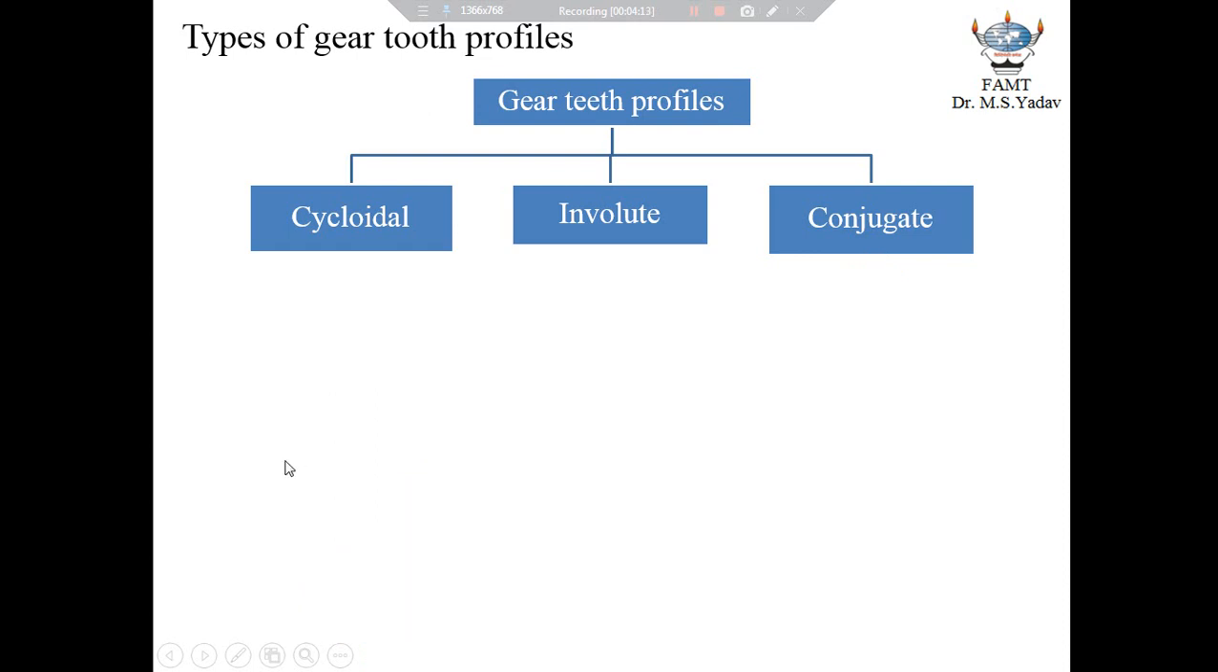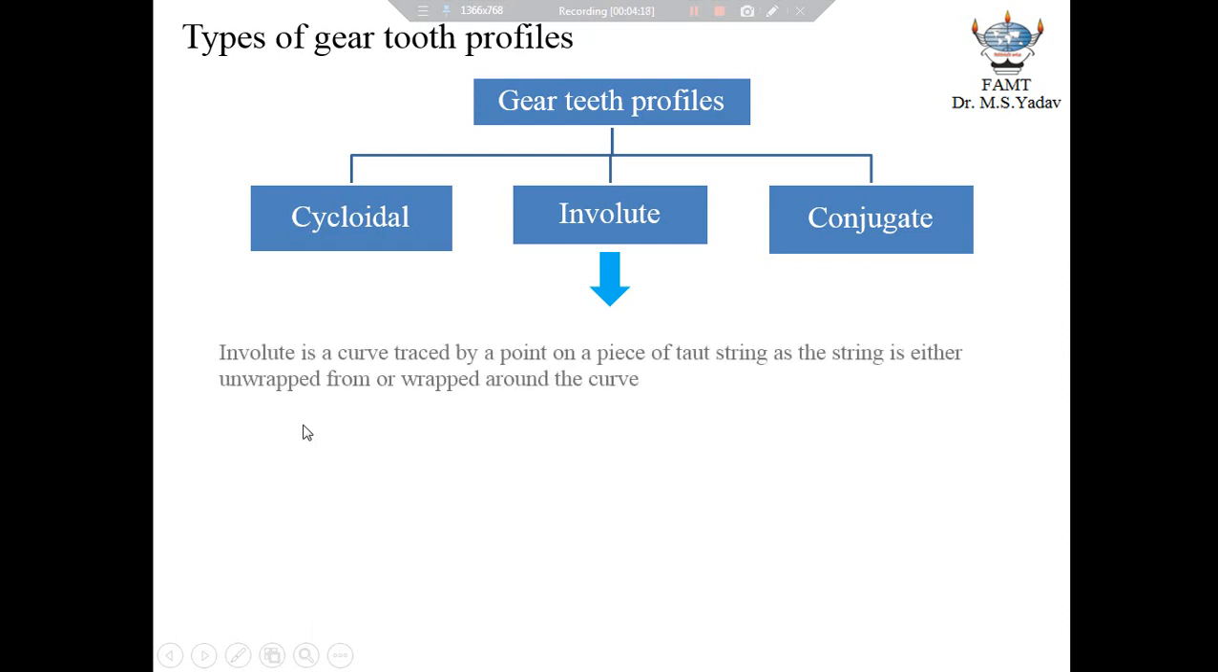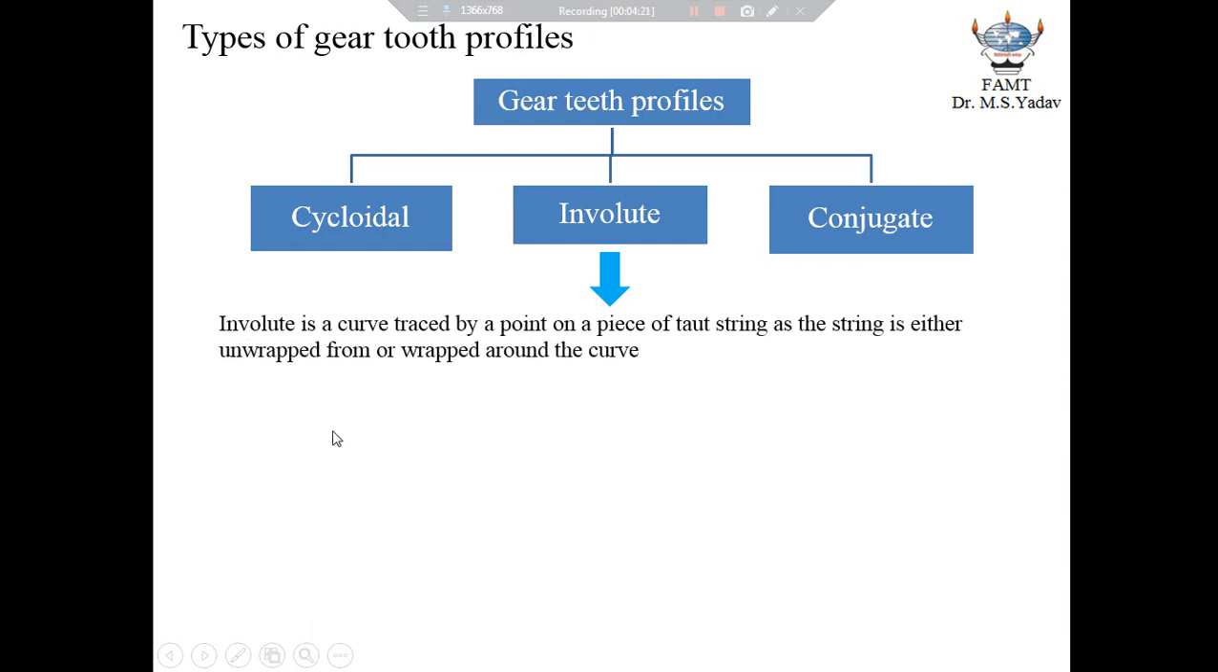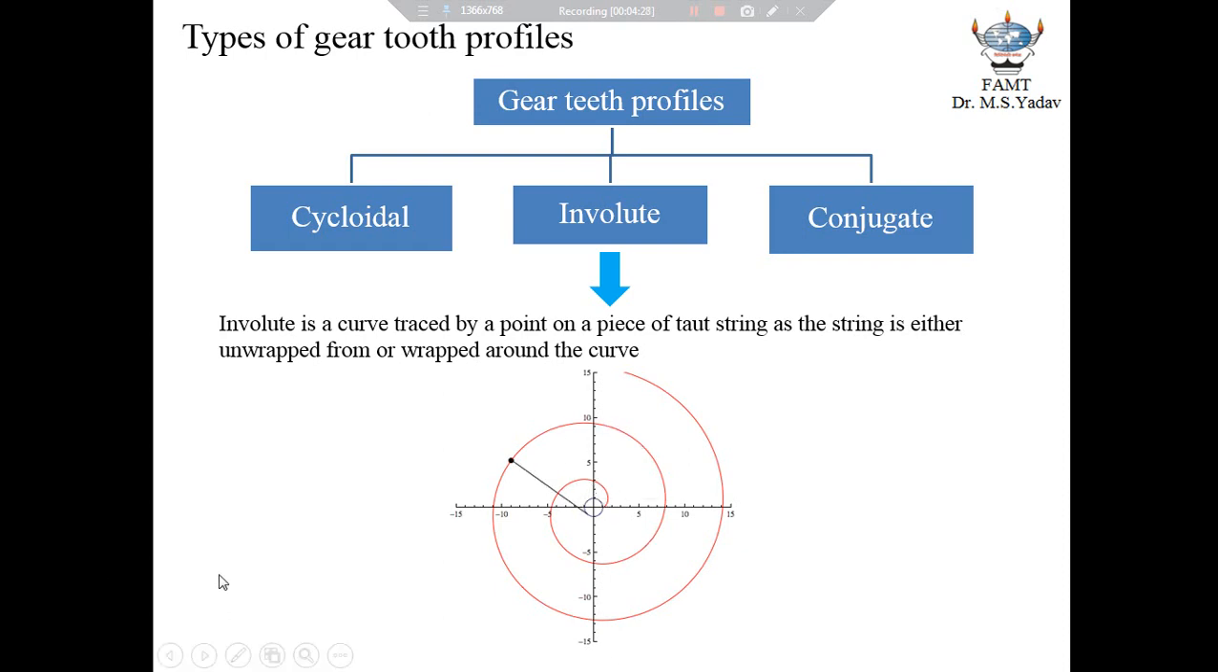Now let's talk about the most commonly used gear teeth profile, which is involute. We know involute is a curve traced by a point on a piece of taut string, as the string is either unwrapped or wrapped around the curve. Check this animation. The string is wrapped around the small disc, and as we unwrap the string, it traces an involute. Let's understand how to construct involute teeth profile with the help of a simple problem.